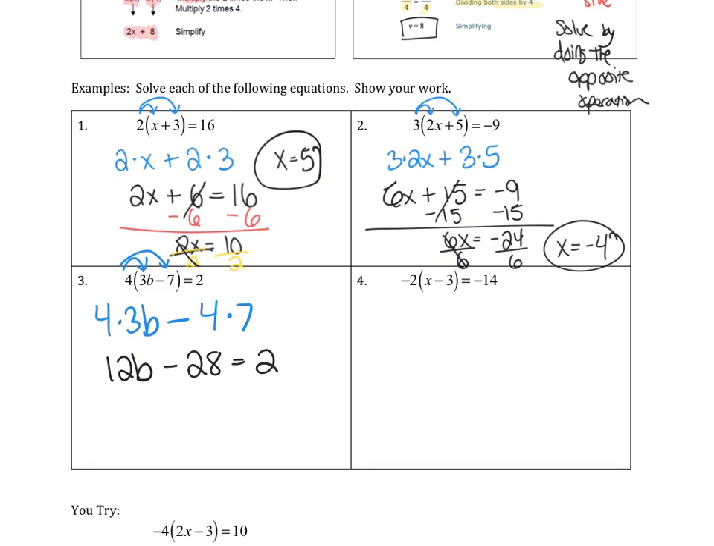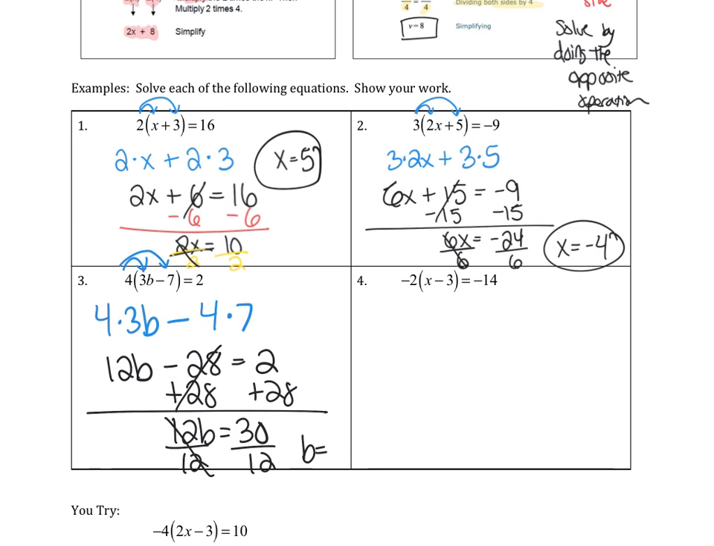Now let's get rid of the subtraction piece by doing the opposite and adding. So we're going to add 28 to both sides. When we do that, we are left with 12b is equal to 28 plus 2, which is 30. And then to get rid of the 12, we're going to divide by 12. And this one, since it's being multiplied, is going to come out to not so nice of an answer, but you should get an answer of 2.5.